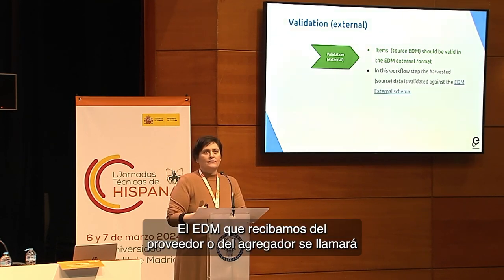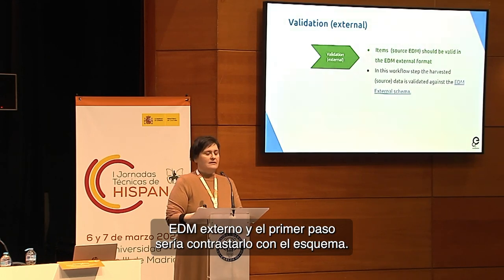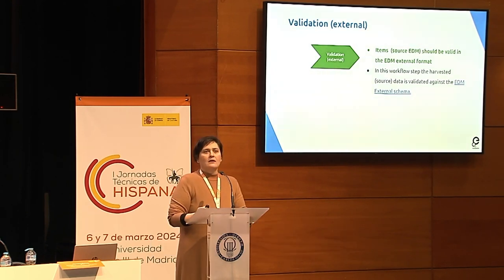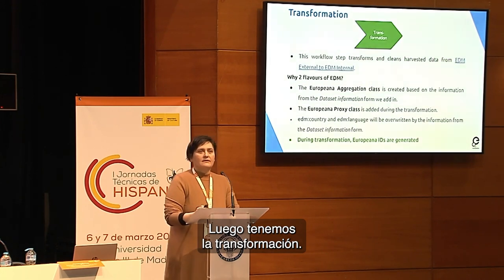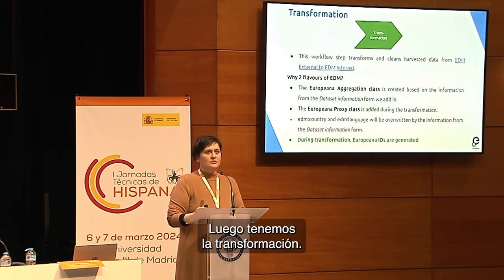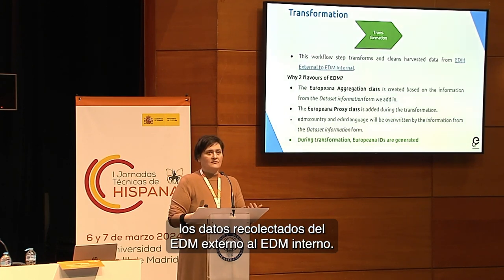Then validation. Whatever EDM we receive from the provider, from the aggregator, we call it EDM external. The first step is to validate this against a schema, and that's what happens in this step. And then there's transformation. This step transforms and cleans the harvested data from EDM external to EDM internal.